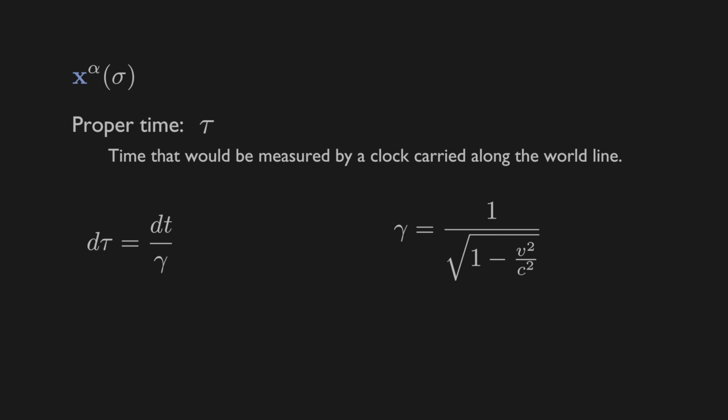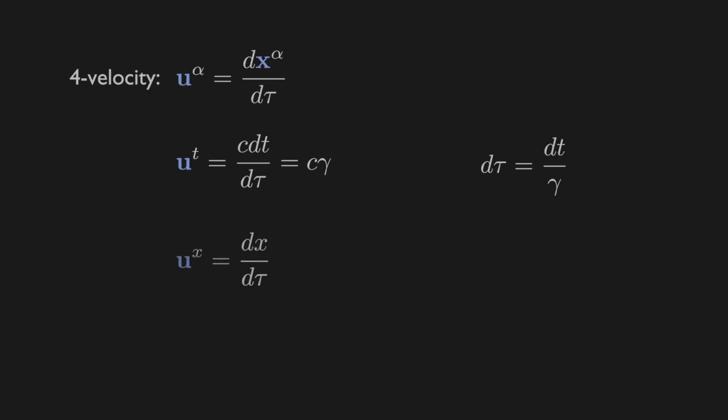We have defined the position in 4-dimensional spacetime x alpha. We can also define the 4 velocity u alpha as a derivative of the position with respect to the proper time. For the time component, for example, this would be the derivative of the time component of x alpha with respect to tau, which turns out to be c gamma. The x component of the 4 velocity turns out to be gamma times the x component of the 3D velocity. The y and z components are similar.